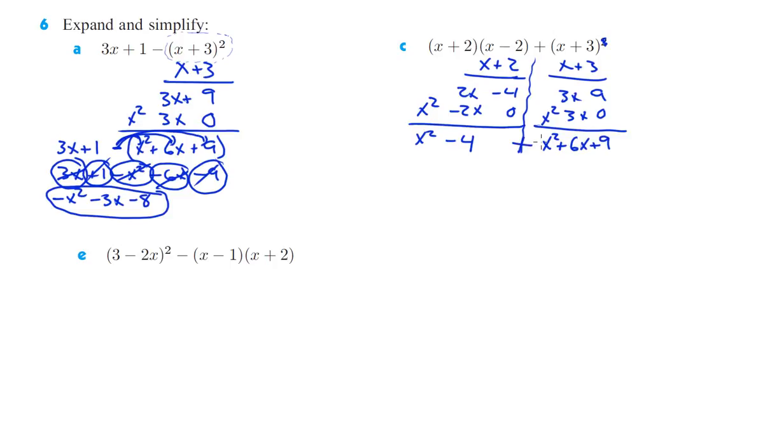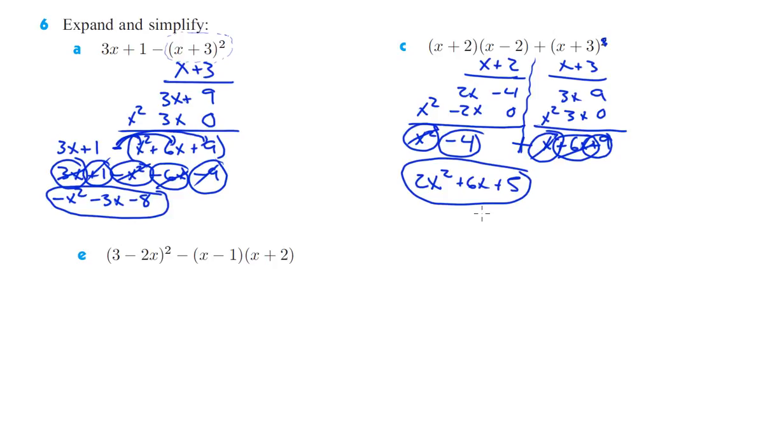So now we can add these together. So now it's basically just collecting like terms. So we got x squared and another x squared. So that's 2x squareds. I've got a positive 6x and nothing else. And then I got a negative 4 and a positive 9. So that gives me plus 5. And that's what that simplifies out to. Okay? All right.